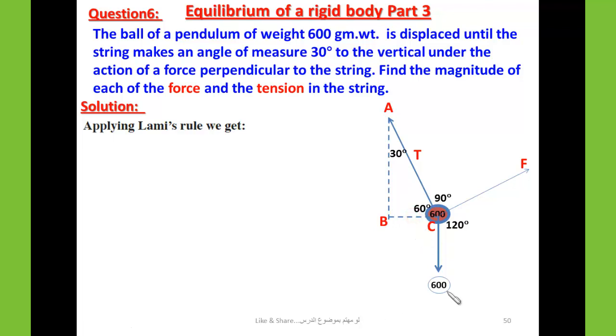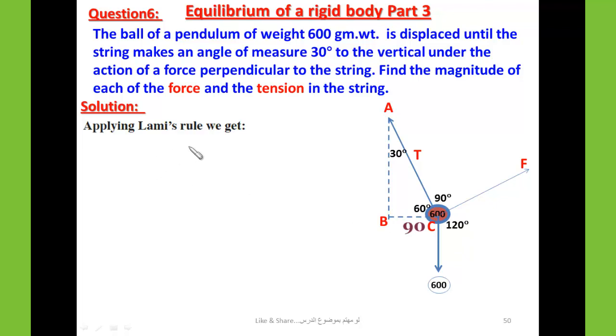And the angle between the line of action of the weight and the horizontal, here this angle is 90. Then calculating the angle between F and 600, it will be 120, as the sum of the cumulative angles about the point C is 360. So 360 minus 90 minus 60 minus 90 again is 120. So it's very important: the measure of the angle between the line of action of the tension and the force is 90, the angle between the tension and the weight is 60 plus 90, which is 150, and the angle between the force and the weight is 120.